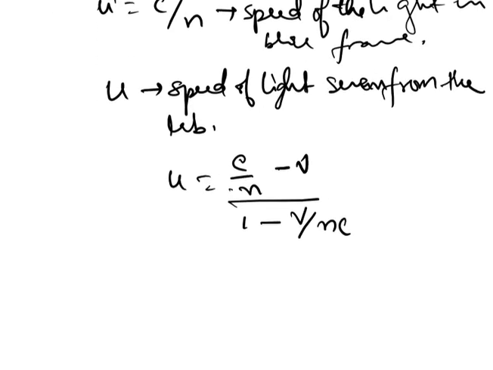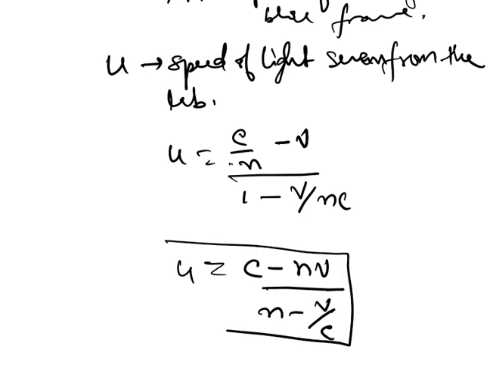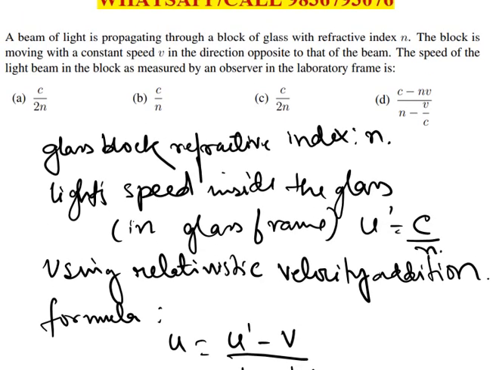Right. So the final answer will become c minus nv by n minus v by c. So this is the final expression of u, which matches with option D of the given options. So option D will be our correct answer. Hope the expression is clear. So thank you.